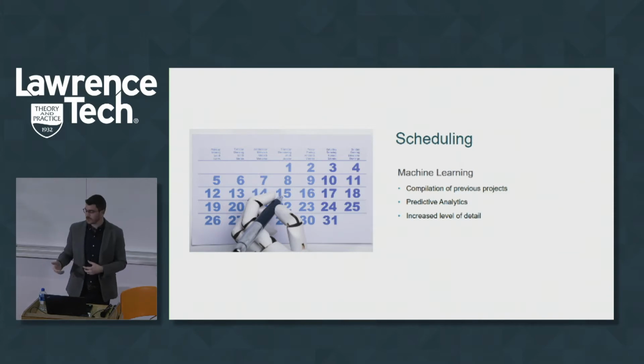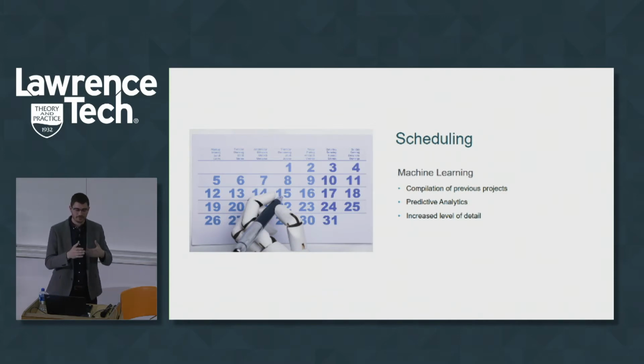And also an increased level of detail and granularity, where they can take a fine-tooth comb and look at 4-hour chunks of a schedule and really see if we can begin to optimize and save maybe 20% schedule compression on a project.